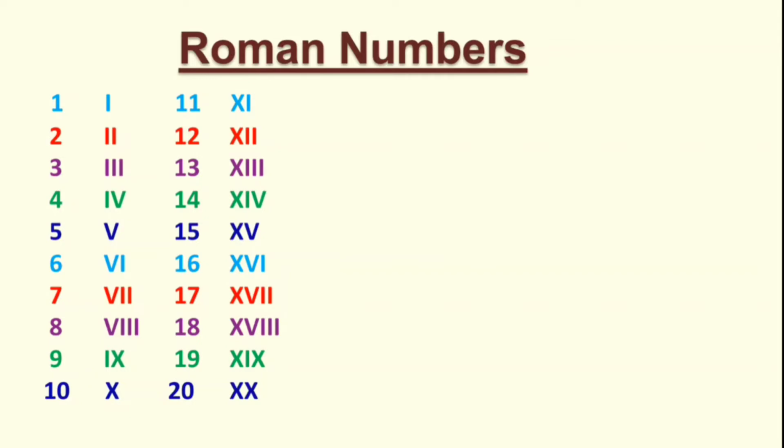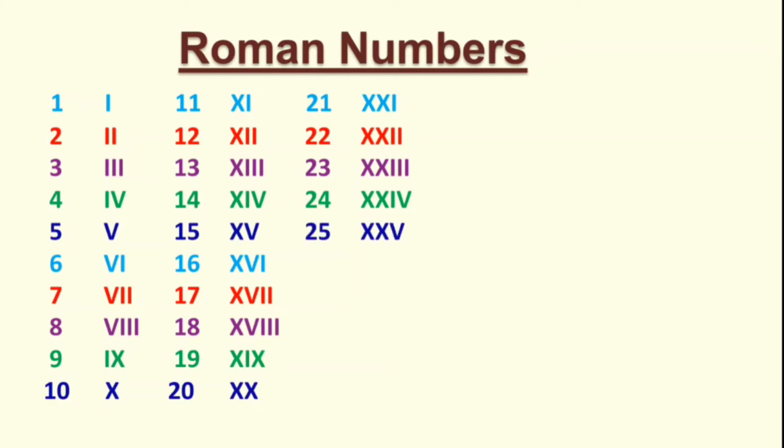For 20, we have to write down 2 times X. Again, the tens number is 20. So, for 21, write down double X and then 1. So, for 21, we get XXI, 22 XXII, 23 XXIII. Similarly, write down 1 to 9 after 20. So we get the numbers up to 29.